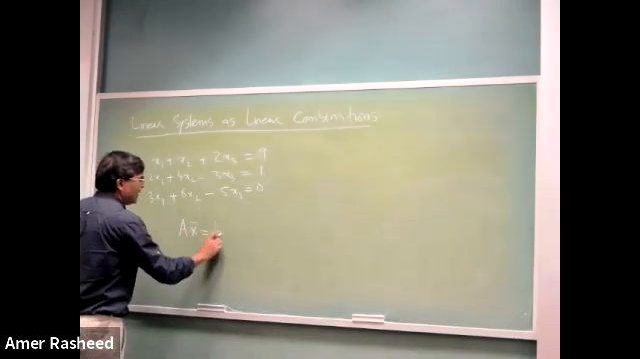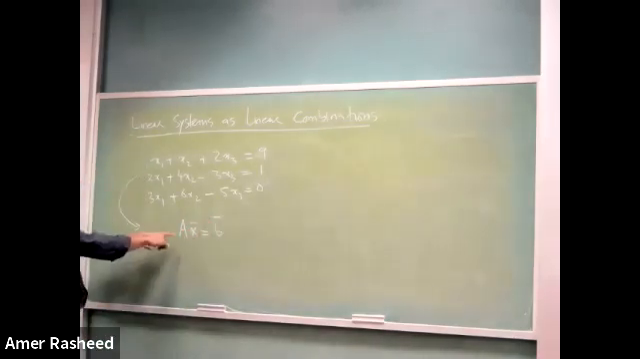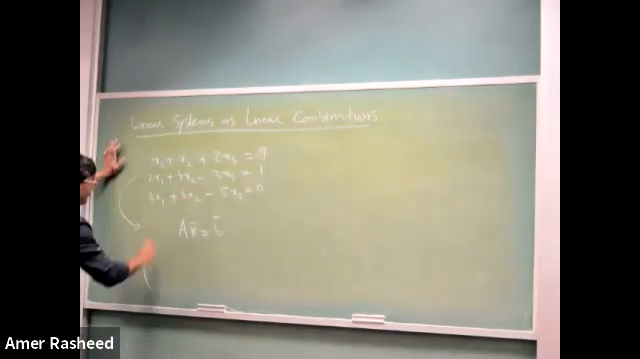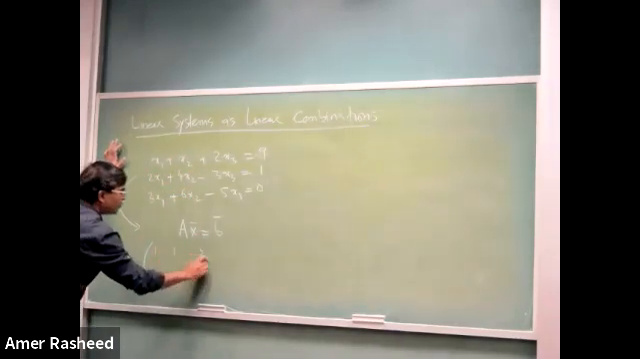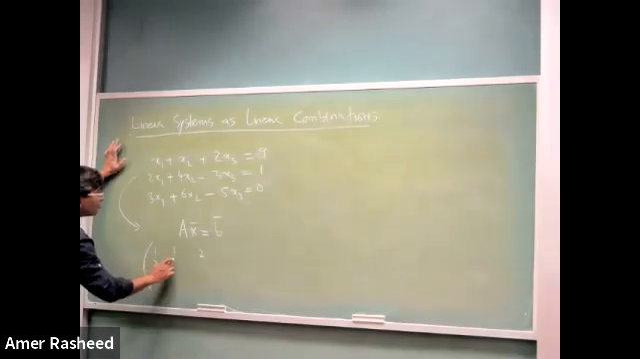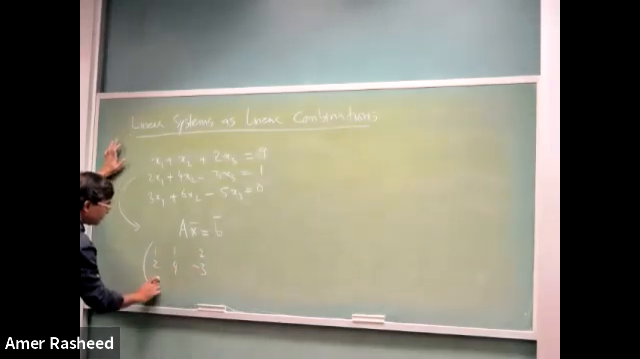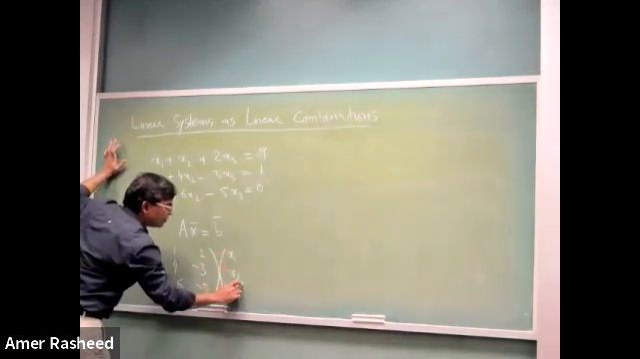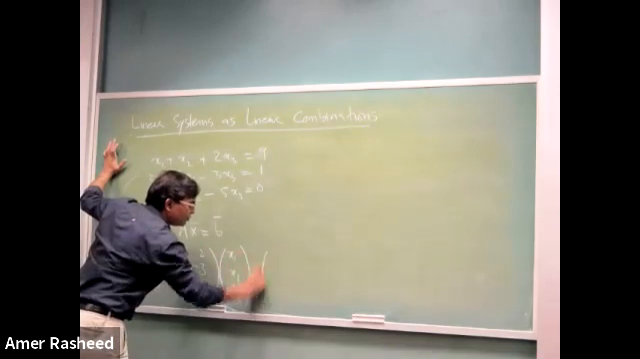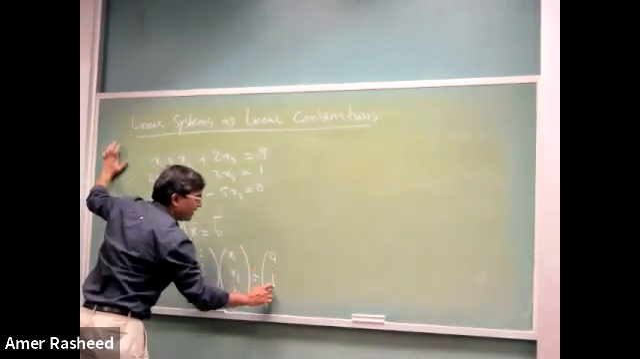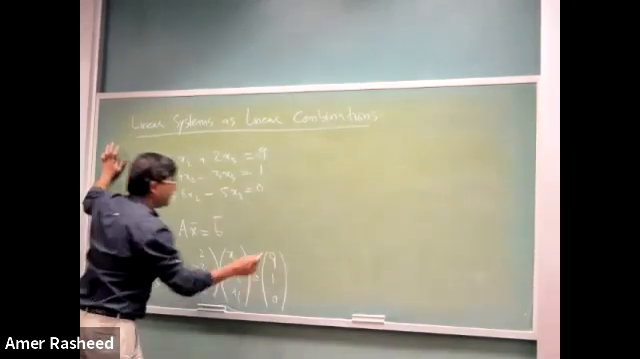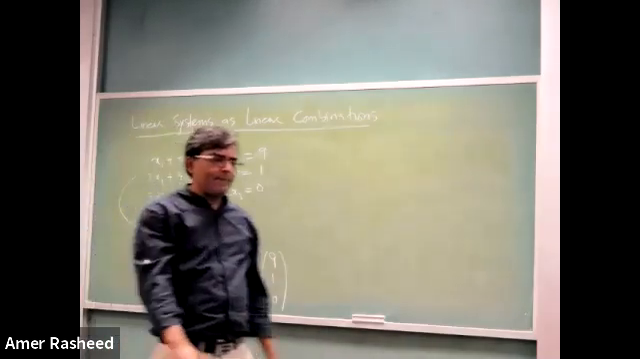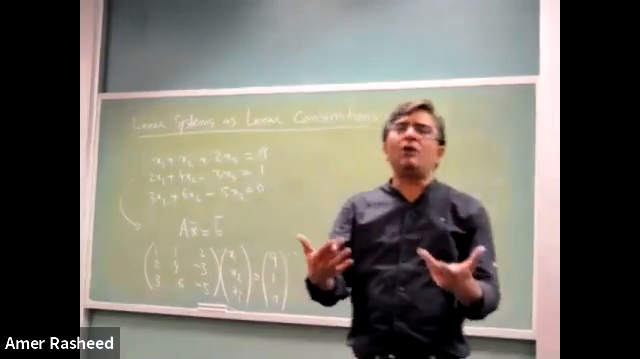Ax is equal to B, where A is the coefficient matrix: 1, 1, 2, 2, 4, -3, 3, 6, -5, times x1, x2, x3 is equal to 9, 1, 0. I hope you remember this form, the matrix notation of a linear system. This is the matrix form of a linear system.